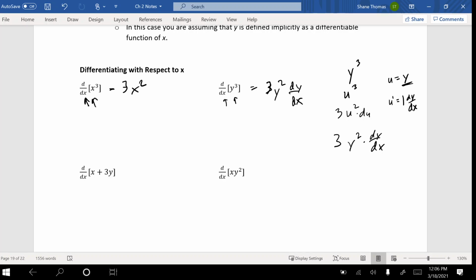So you're still trying to apply the same power rules, but we just have to tack on that dy dx at the end of the day, because it's a variable other than what we are looking for. All right, let's look at the next one.